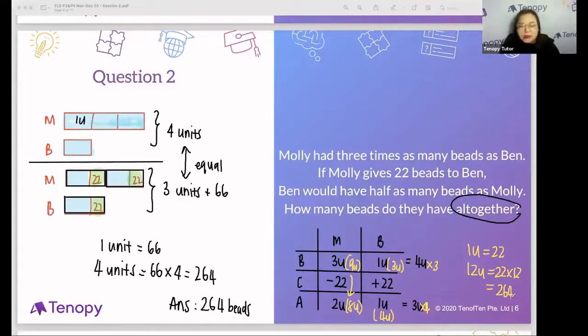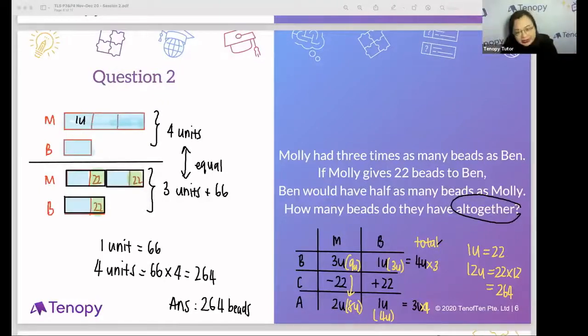So this is the table method. This method is highly recommended if you are not good at your model drawing. And this can be applied to total unchanged, difference unchanged. They all use the same table structure. So what we do here is to make your total have the same units. Now, don't worry, if you find this method too complicated, stick to your model. This is just a different approach.